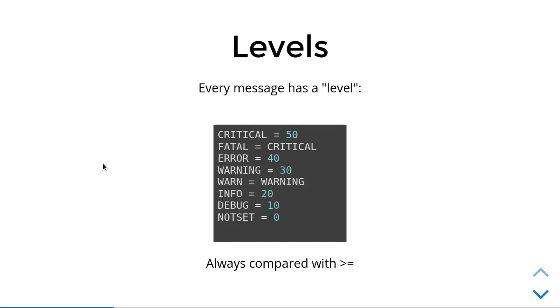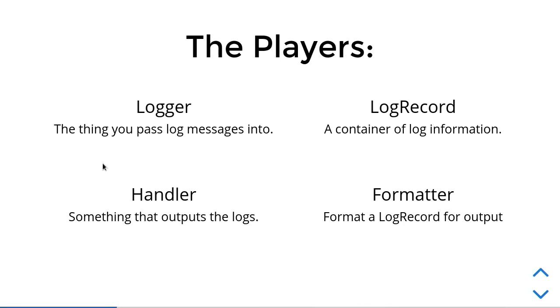In logging, there's these four basic players. We have loggers, log records, handlers, and formatters. So your logger, as we saw before, it's the thing you ask the logging library for, and it gives you a logger, and that's where you pass your messages to. It will, in turn, produce log records, which hold all the information about the log event that you have generated, and then that eventually makes its way onto handlers, which do something to output that log message somewhere. And they will often use formatters to decide how that looks.